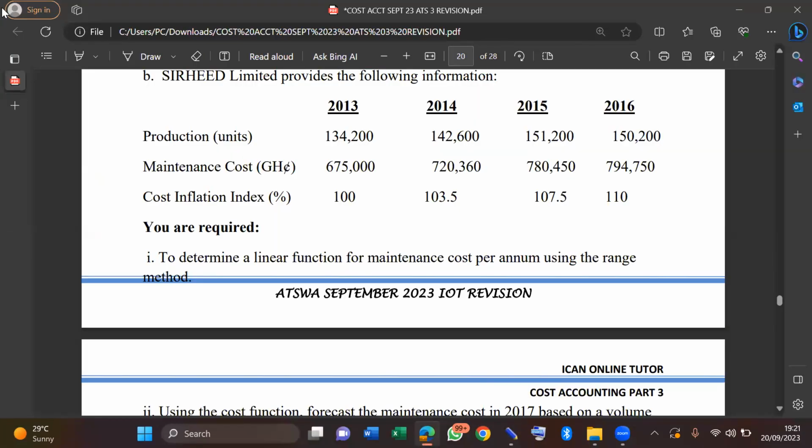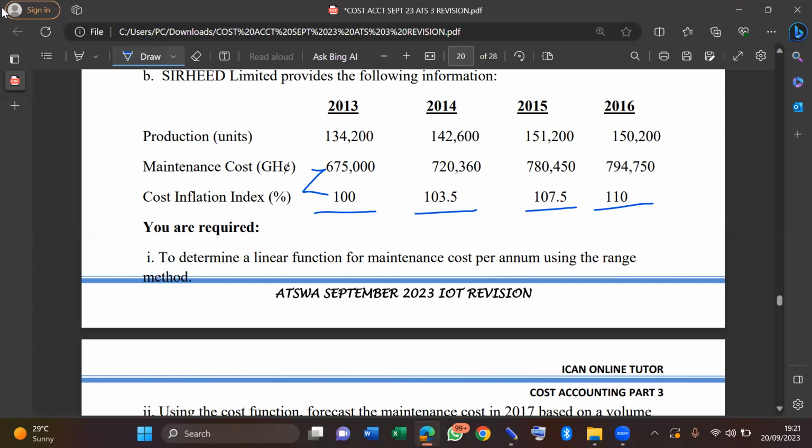To determine the linear function for maintenance cost using the average range method. Wait, they give us inflation, no? Okay, inflation index. You're supposed to multiply it by the inflation. They give us the inflation. You're supposed to get the actual maintenance cost for each year, factoring in their inflation.